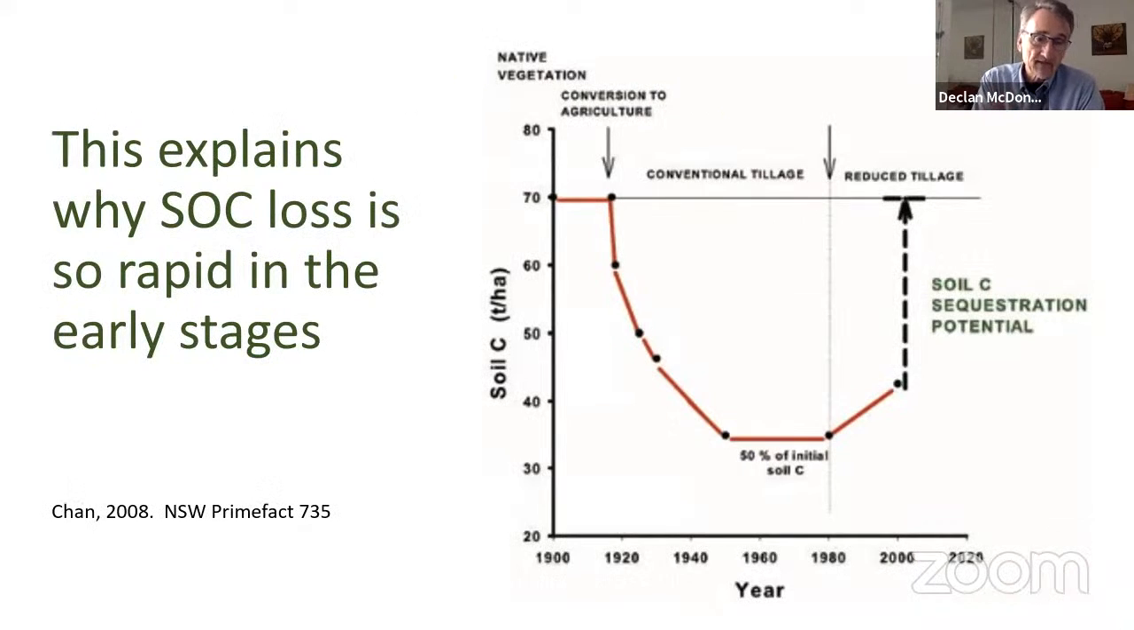So this explains, we shared this graph earlier too, it explains why soil carbon loss is so precipitous in the early stages following clearing, and why soils do settle down to an equilibrium level based on the capacity of the soil to protect the remaining carbon. It also tells us something about this soil carbon sequestration potential. Next slide.